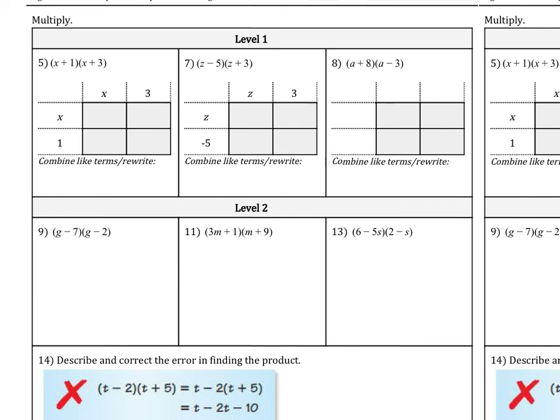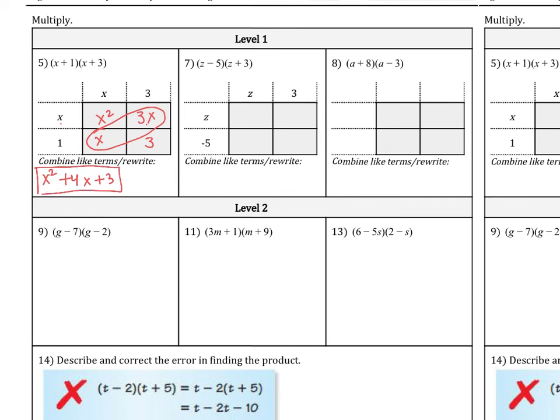So for number 5, I'm going to multiply x times x, that is x squared. x times 3 would be 3x. 1 times x is x and 1 times 3 is 3. Now you can either combine the like term or rewrite. I would combine it like that anyway. So I would write x squared, x plus 3x is 4x, plus 3. So I combined the like term inside the box without rewriting.